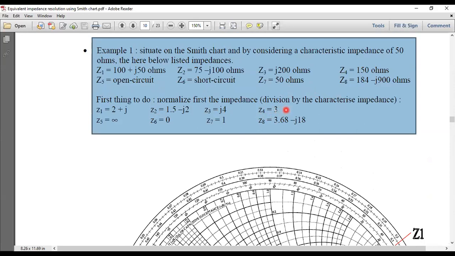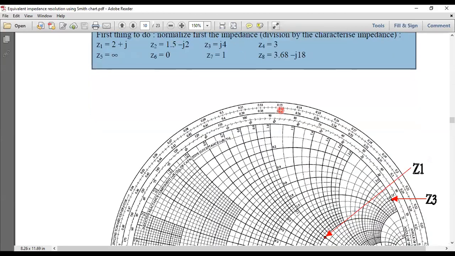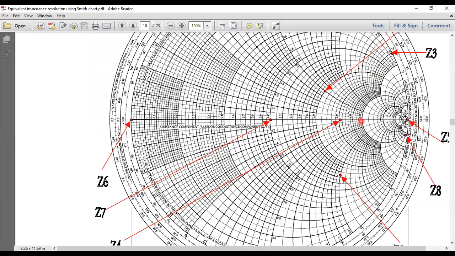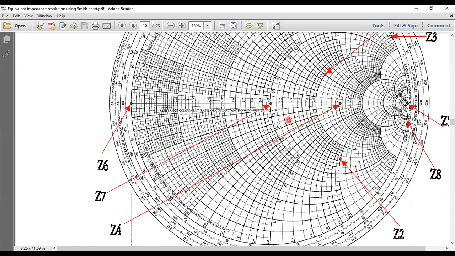Now here only the real part is there and the imaginary part is not there. So this line is the line for the real part. For this real part, what value do you want? The value of 3. So this is 3 here. So this is your Z4.